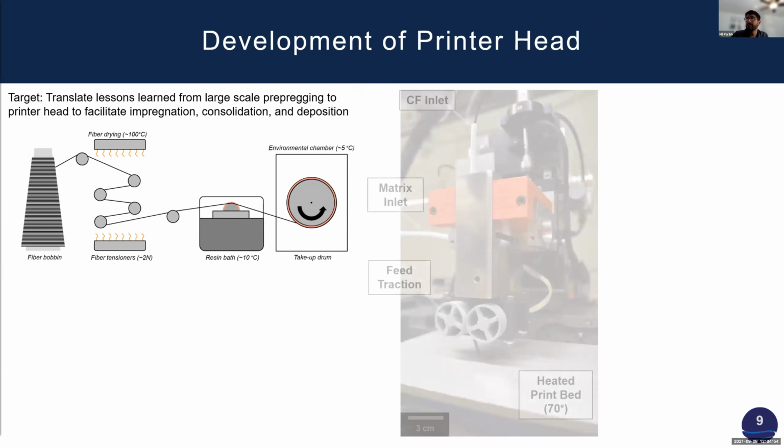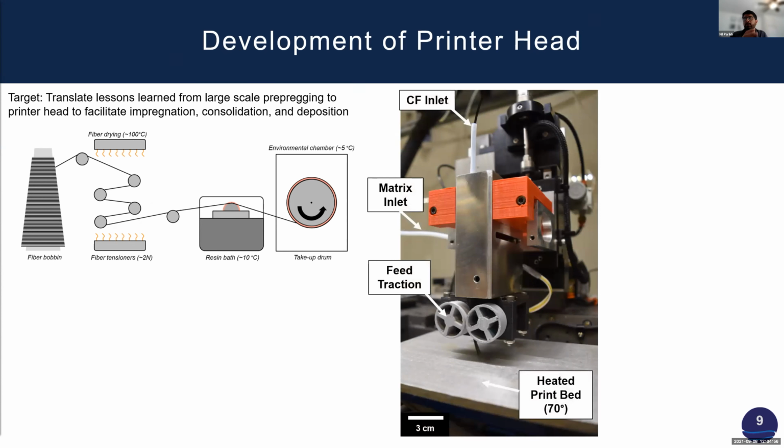And so we take this and we miniaturize it and put it on a printer head. And so we have the carbon fiber inlet, similar to where the bobbin was. The matrix is being pumped into the head itself, and then there's a feed traction on the bottom that acts similar to the take-up drum in order to facilitate further impregnation of the material. And then that's printed on a heated print bed.